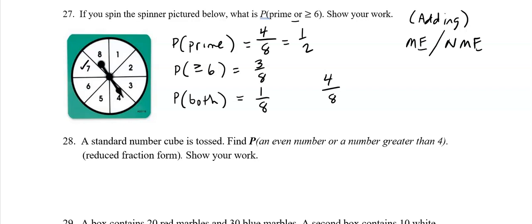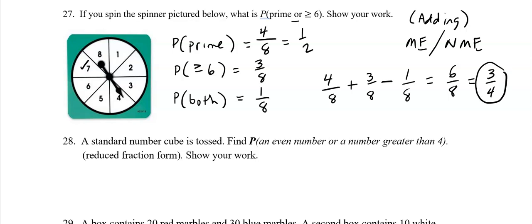I take the probability of prime, I add the probability of greater than or equal to 6, but if it's not mutually exclusive, you'll always be subtracting the probability of a number, or it could be more than one, that fit both descriptions. We subtract that off. And now that's 7/8 minus 1/8 is 6/8, and if you can reduce, you should always reduce. So there's a 3 in 4 likelihood that with one single roll, we will land on either a prime number or a number greater than or equal to 6.